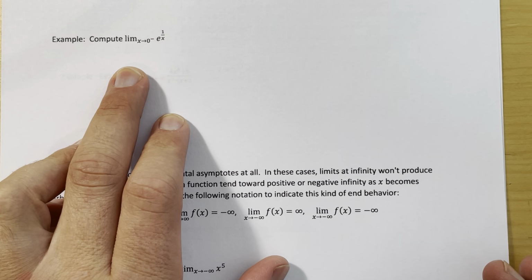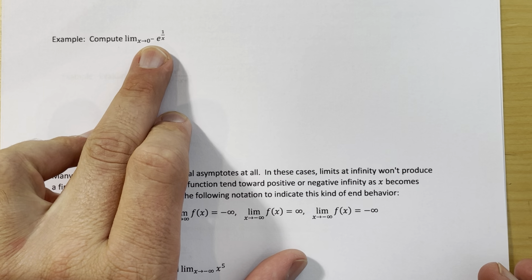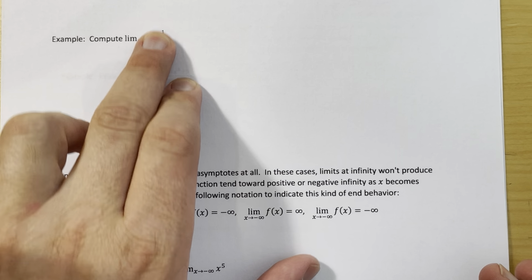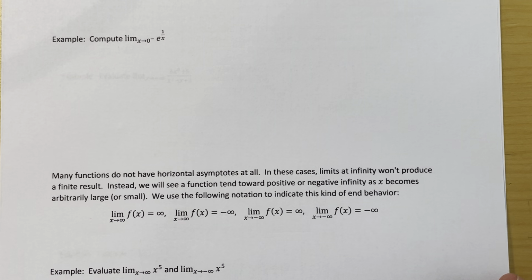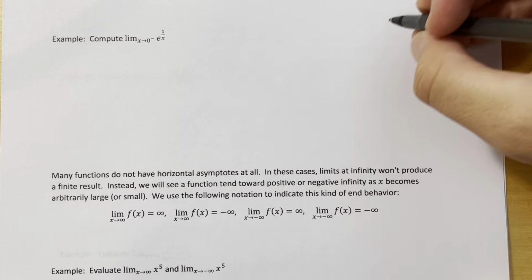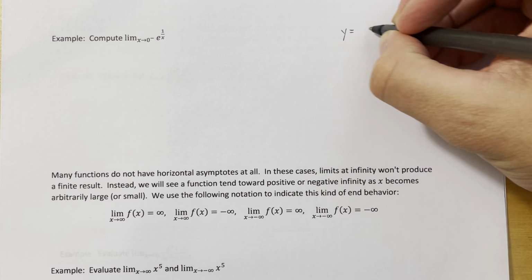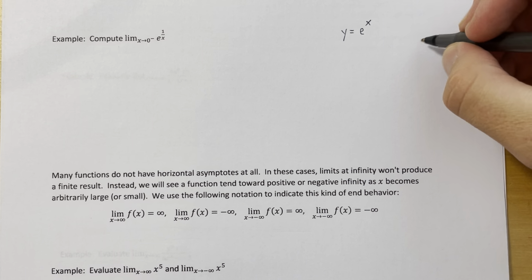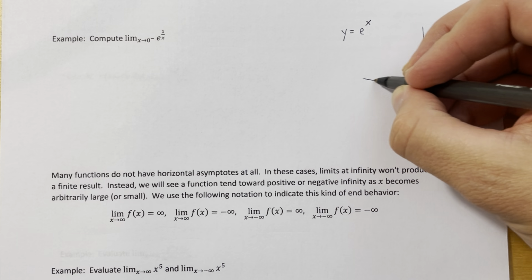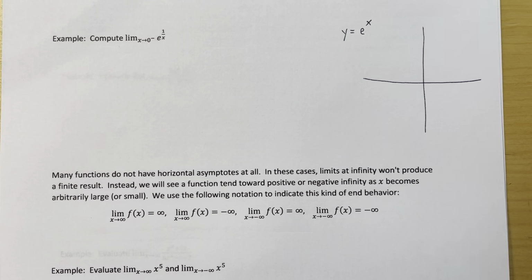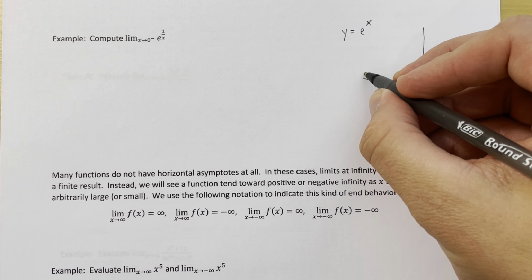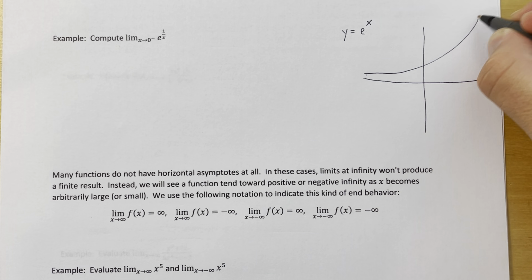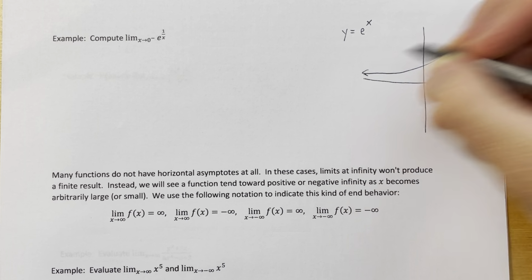We want to compute the limit as x approaches 0 from the left of the function e to the 1 over x power. So in this case, I want to start by looking at y equals e to the x, which we call the exponential function. And specifically, I'm interested in the graph of this function. You should know what the graph of this looks like. It's an exponential function. It looks like this, right?